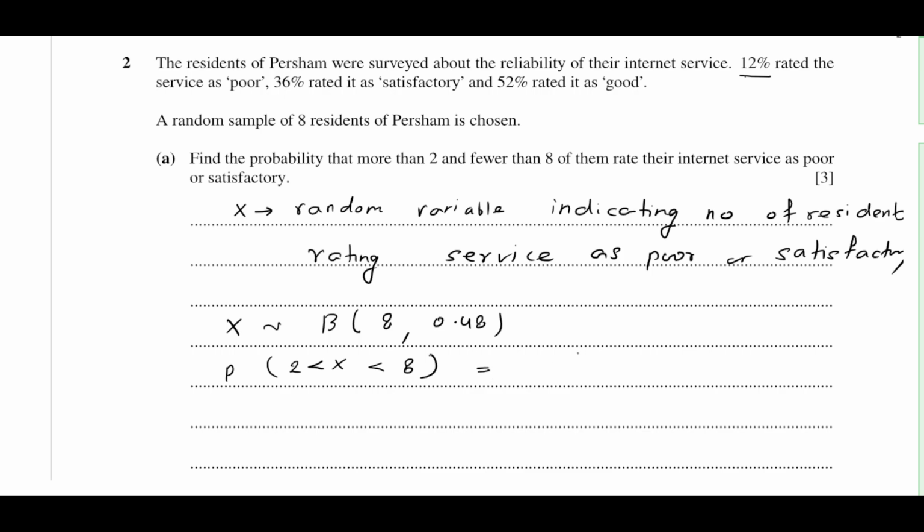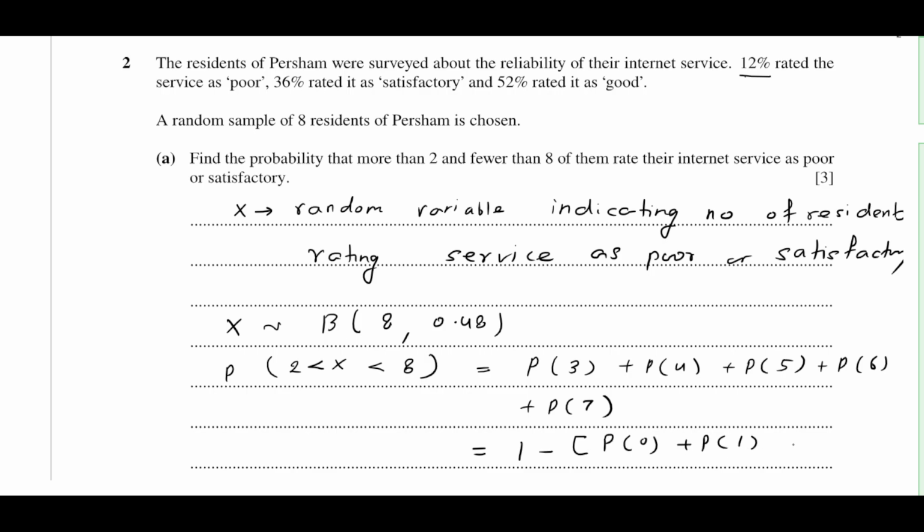Greater than 2 and less than 8 means I have to find the probability of 3 plus the probability of 4 plus the probability of 5 plus the probability of 6 plus the probability of 7, right? Or we can say that I have to find 1 minus the probability of 0 plus the probability of 1 plus the probability of 2 plus the probability of 8.